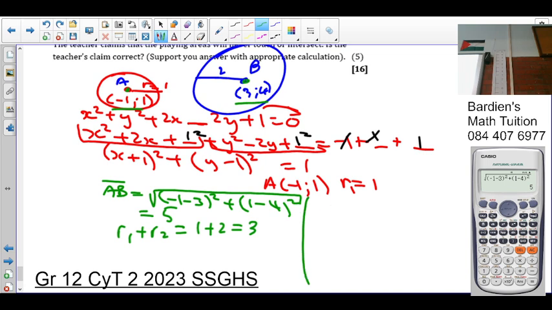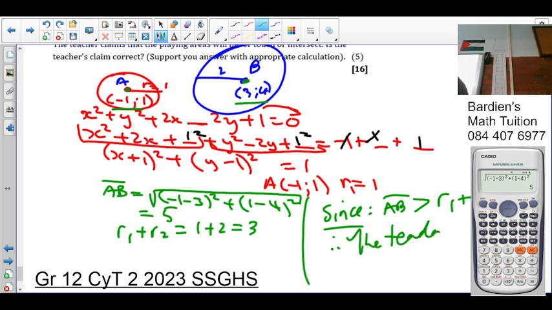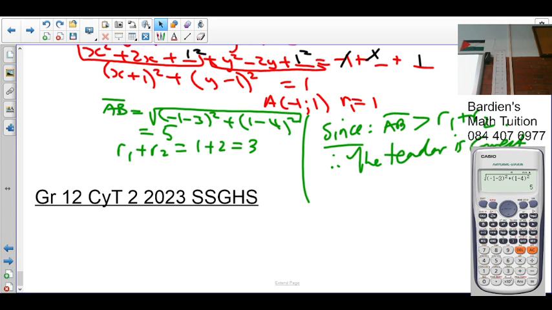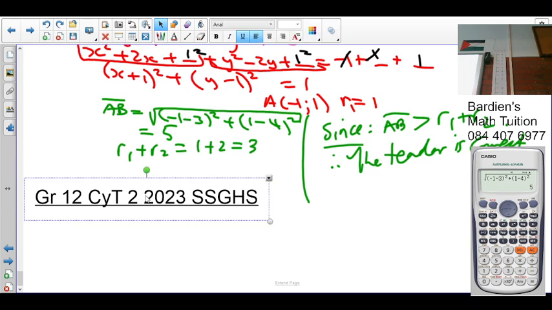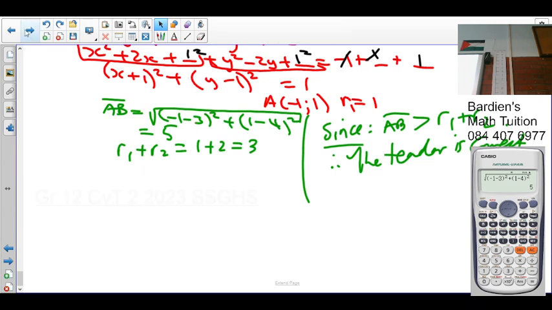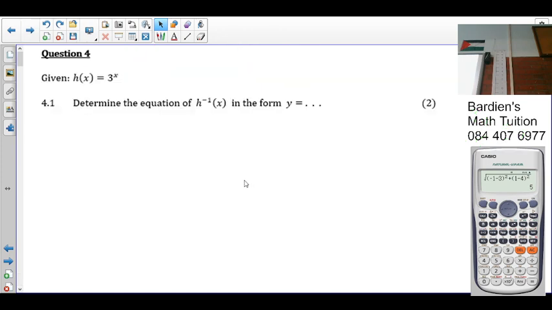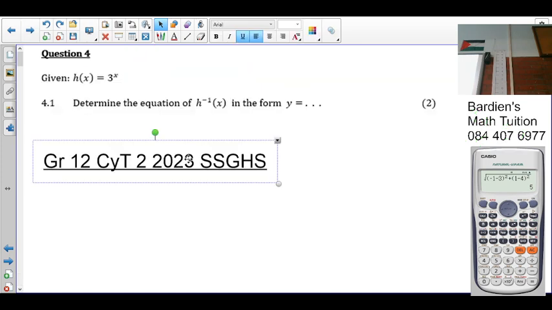So we say, since the distance of AB is larger than radius 1 plus radius 2, therefore the teacher is correct in that way. Okay. The last question.